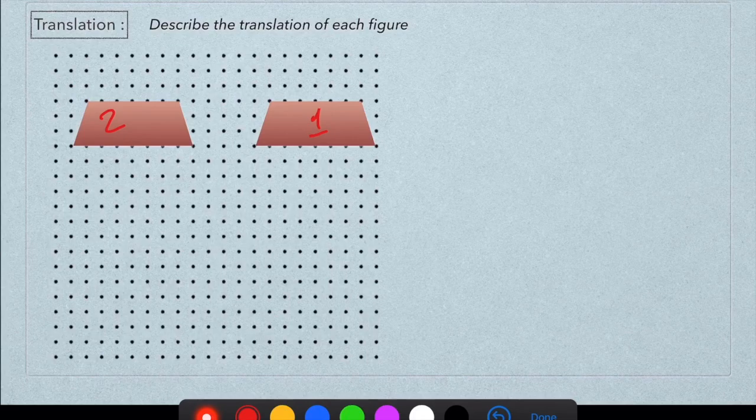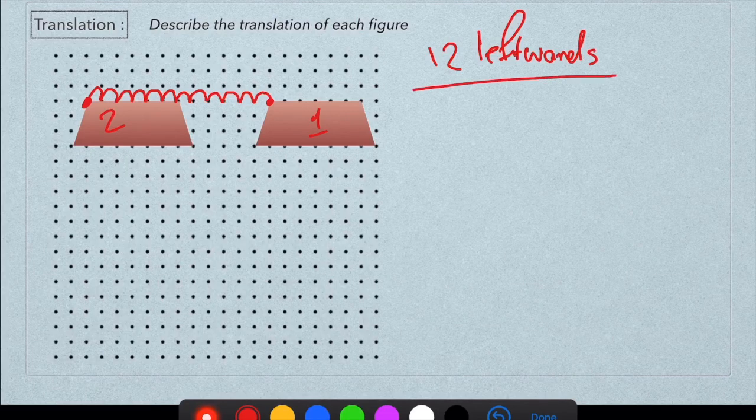All right, as I told you, pick a corner and choose the corresponding corner on the translation. Okay, it's here. Let's see how much should we move. 1, 2, 3, 4, 5, 6, 7, 8, 9, 10, 11, 12. So I would say 12 leftwards. Did we move any up or down? No, so that is the only direction we need. Let's go to the other example.